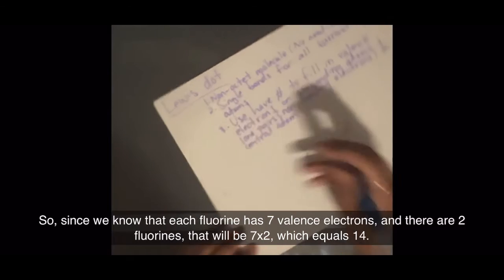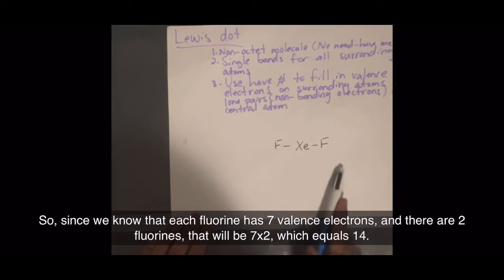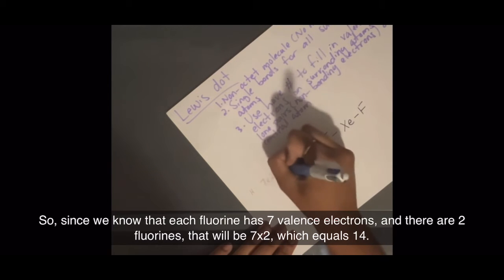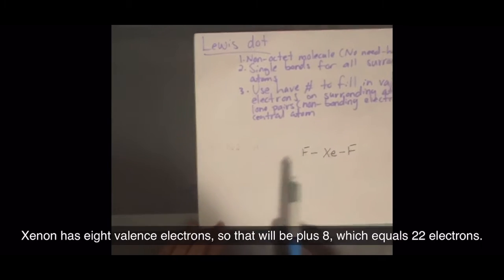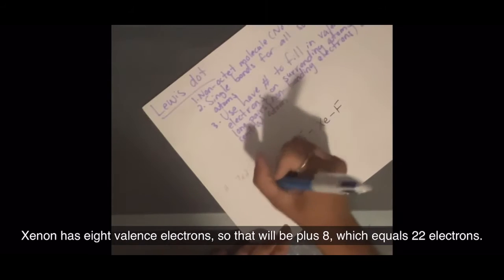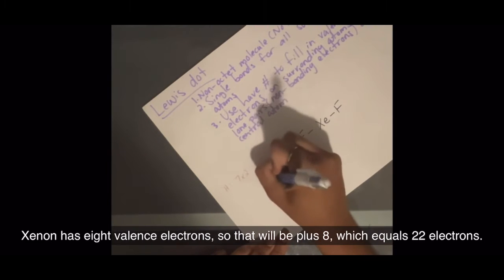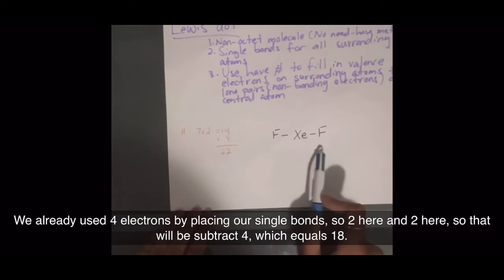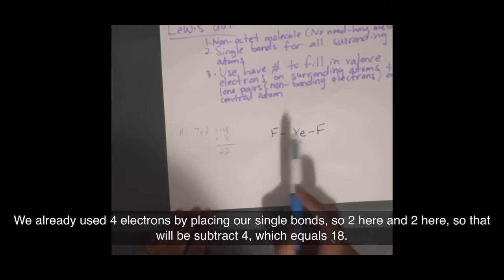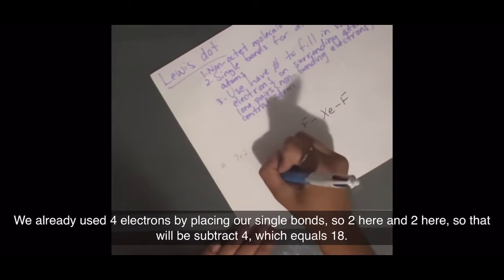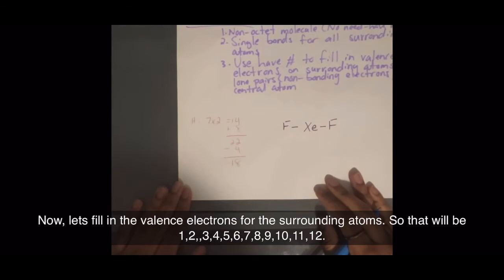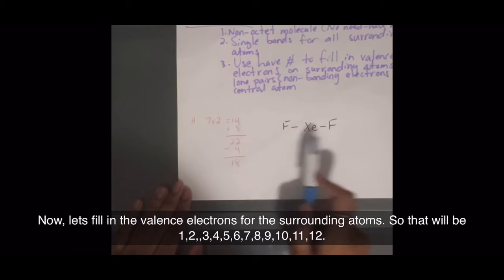So since we know that each fluorine has 7 valence electrons, and there are 2 fluorines, that will be 7 times 2, which equals 14. Xenon has 8 valence electrons, so that will be plus 8, which equals 22 electrons. We already used 4 electrons by placing our single bond, so 2 here and 2 here. So we subtract 4, which equals 18. Now, let's fill in the valence electrons for the surrounding atoms.